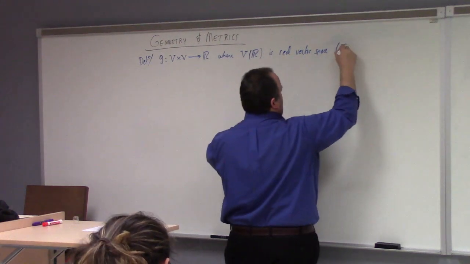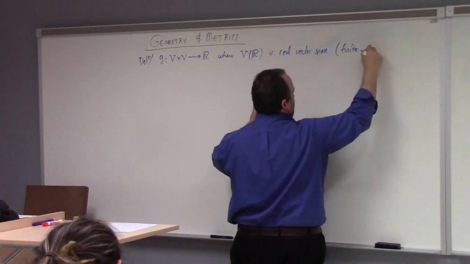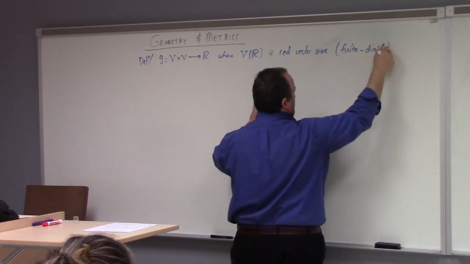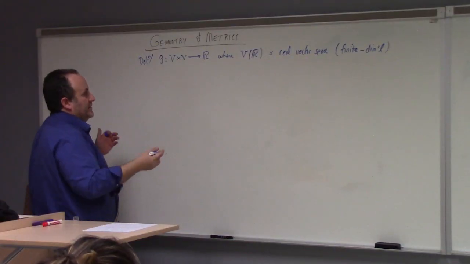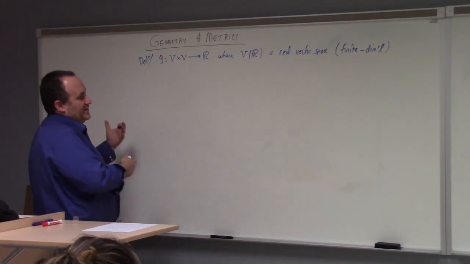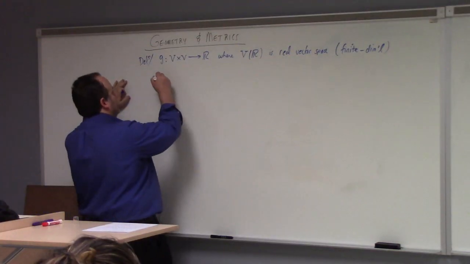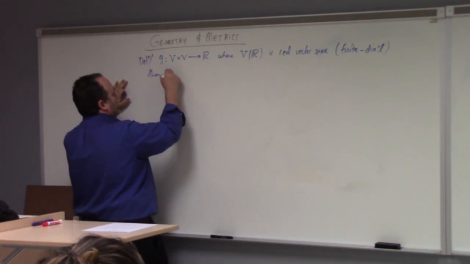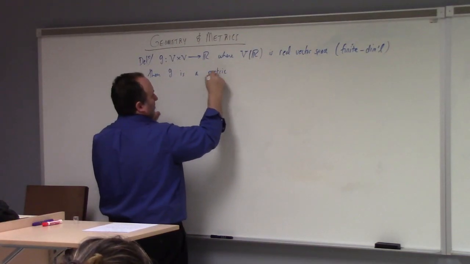And here I'm thinking finite dimensional. I'm not saying that there don't exist infinite dimensional examples, I just don't know them off the top of my head. So we have a finite dimensional real vector space. We have G, a mapping from V cross V to R. Then G is a metric, right?